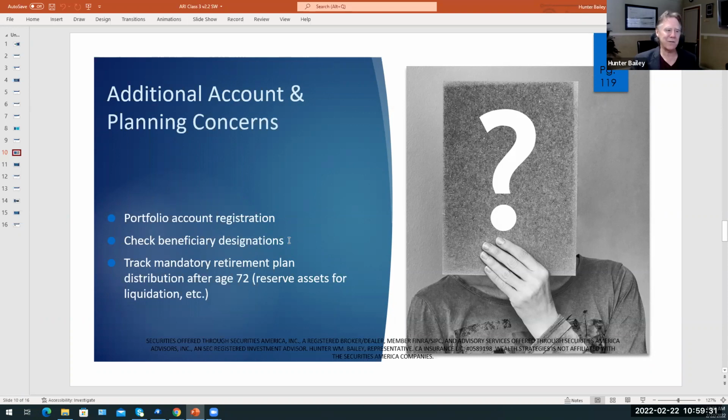Check beneficiary designations on anything. If you have beneficiary designations, make sure that you know who they are. I had a spouse recently. She unfortunately passed away at a young 50s. Her father was the beneficiary of a very large IRA. She's been married 25 years. The husband's going to be aced out. The father had passed away.